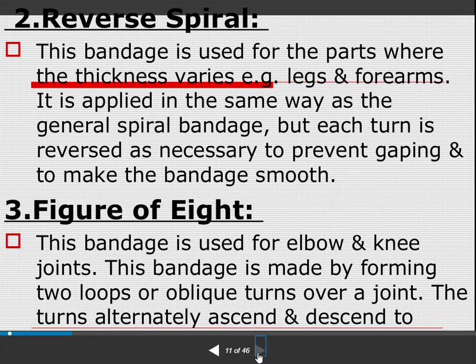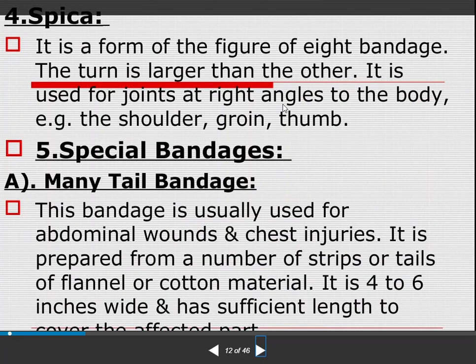And last, that is a spica. Spica is a form of 8 bandage, but the turns are larger than the other. These are used for the joints at right angles to the body. Example, shoulder, groin, and the thumb.